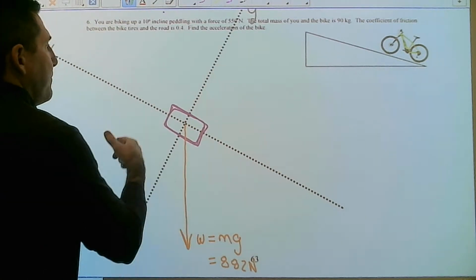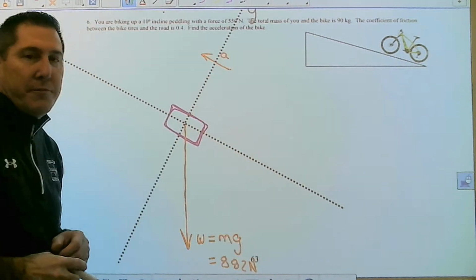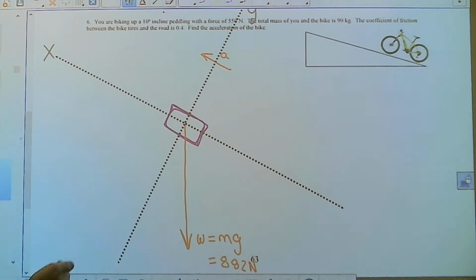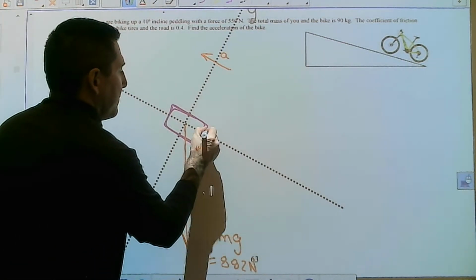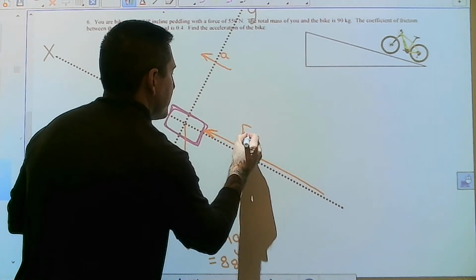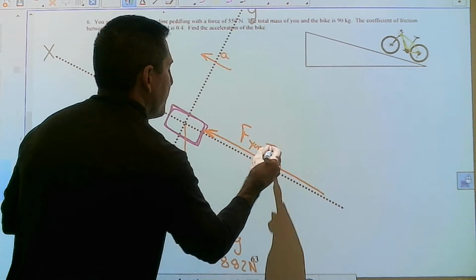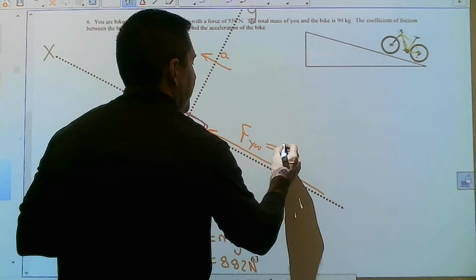Well, I am pedaling up the hill. This is the way that I'm moving and getting my initial acceleration. So I'm going to be pushing up the hill. I can either draw a vector pulling away or pushing up. I'm going to draw one pushing up. So here's my force as I bike up the hill. I'm exerting a force of 550 newtons.